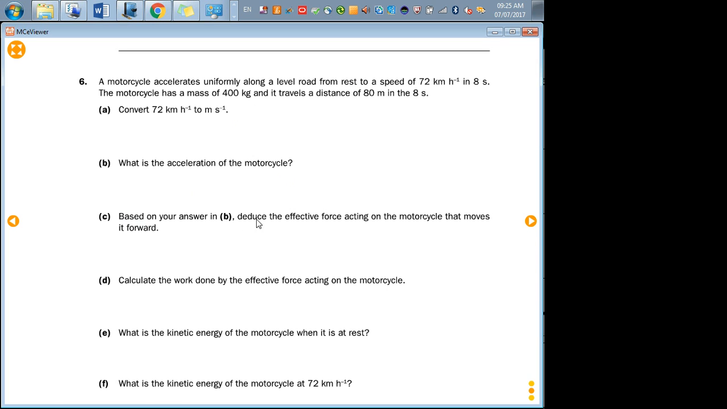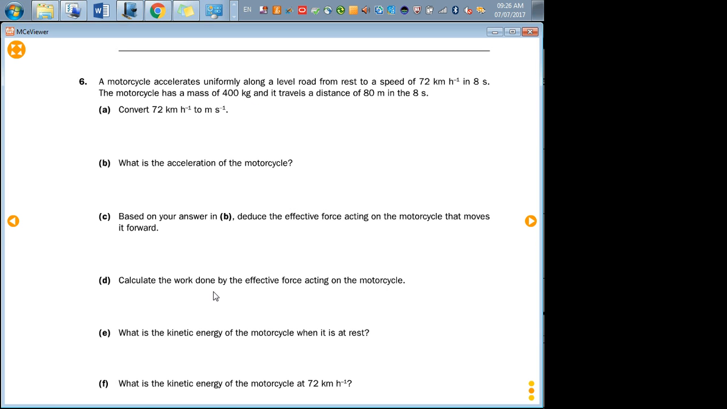So based on your answer in B, deduce the effective force acting on the motorcycle that moves it forward. Now finding the force based on the acceleration. Something that Gaius said when I asked about acceleration. So what did he say? How do we find the resultant force acting on the motorcycle that moves it forward? F resultant equals m a. Do we have a already? Yes, from part B. Do we have mass? Yes, 400 kilograms. So now we have the effective force that moves it forward.